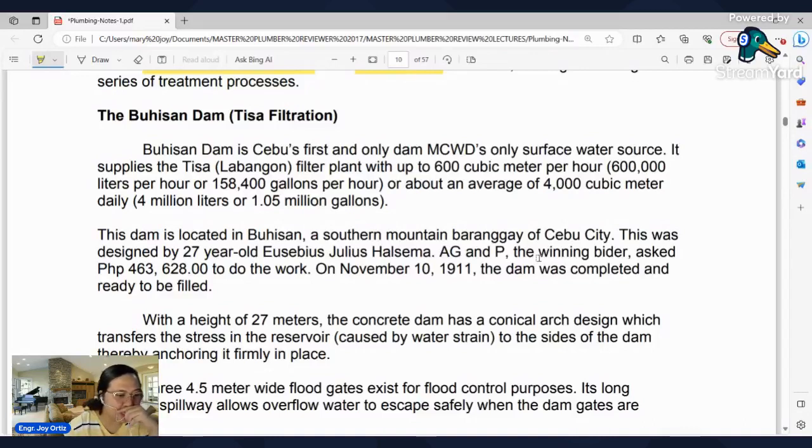It supplies the Tisa Labangon filter plant with up to 600 cubic meters per hour, or 600,000 liters per hour, or 158,400 gallons per hour, or about an average of 4,000 cubic meters daily, 4 million liters, or 1.05 million gallons. This dam is located at Buhisan, a southern mountain barangay of Cebu City. It was designed by 27-year-old Eusebius Julius Halsema.